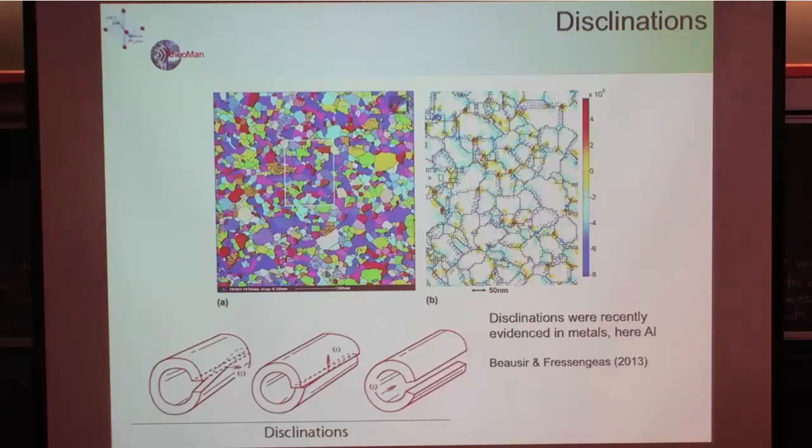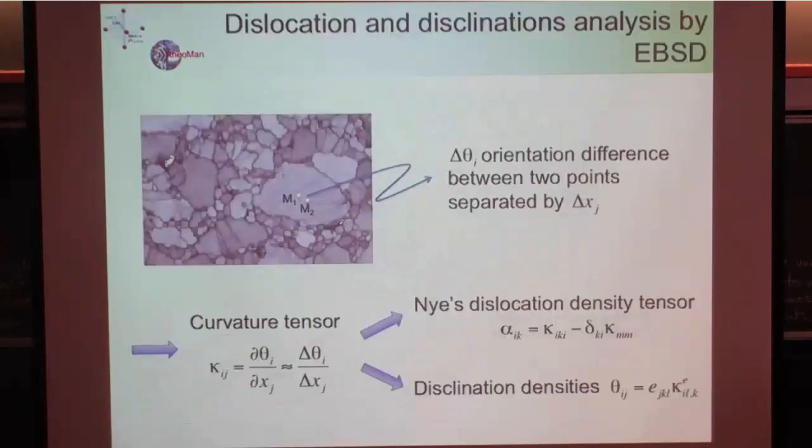The question is that you don't believe in what you don't see, and we didn't have a way to observe disclinations. I go to the TEM, I see dislocations. I go to the TEM, I don't see disclinations. Why? Because I'm not sensitive to rotation components. But EBSD is sensitive to orientation. Electron backscatter diffraction: you put an electron beam on a material, and you make it diffract, and you measure precisely the orientation locally.